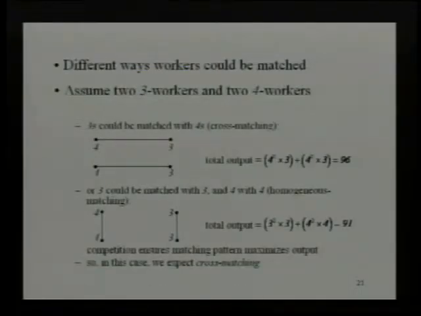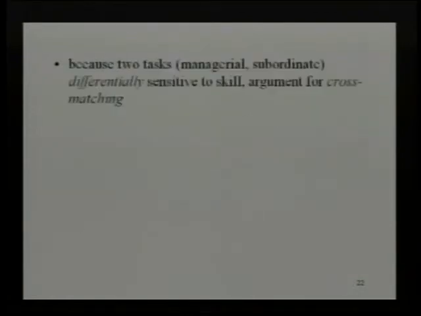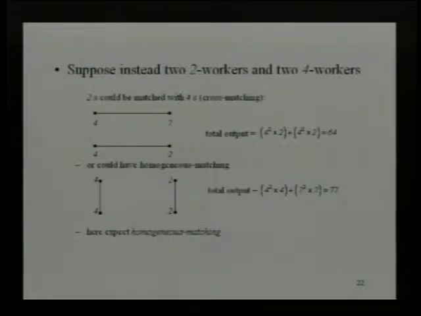But this conclusion that we get homogeneous matching depends very much on the distribution of skills that is available. If we change that distribution, and so now we have two four workers and two workers instead of two three workers, we get a different pattern of matching. Now, if we compare cross matching with homogeneous matching, we find that homogeneous matching gives rise to higher output, 72 rather than 64. So we don't always get cross-matching. We don't always get homogeneous matching. It all depends on the distribution of skills.